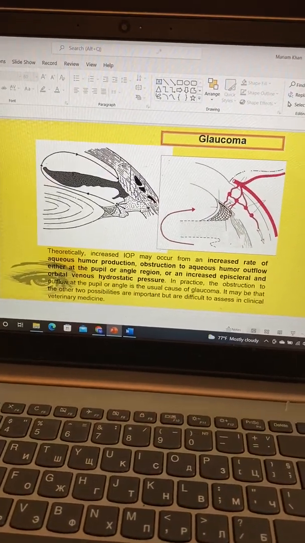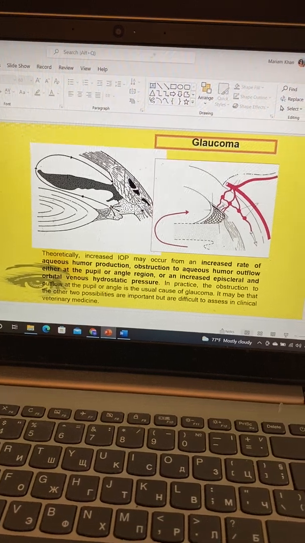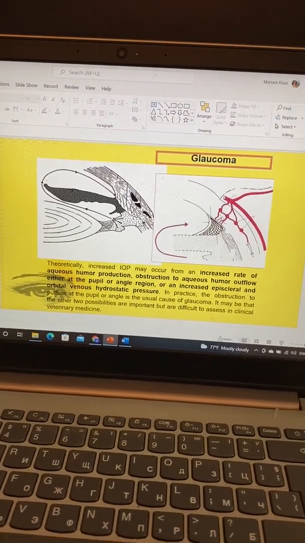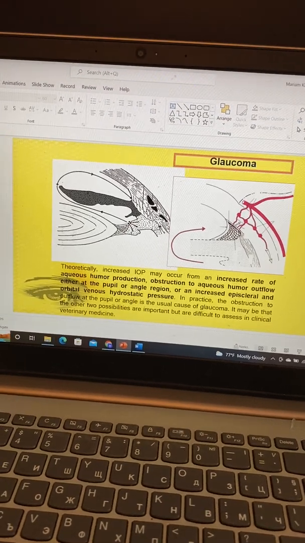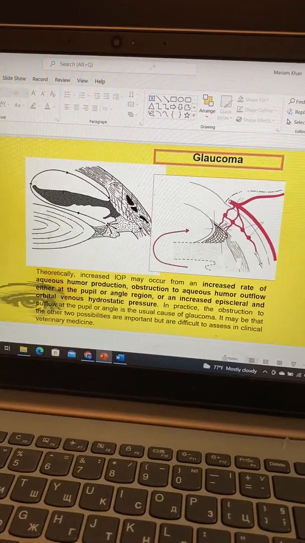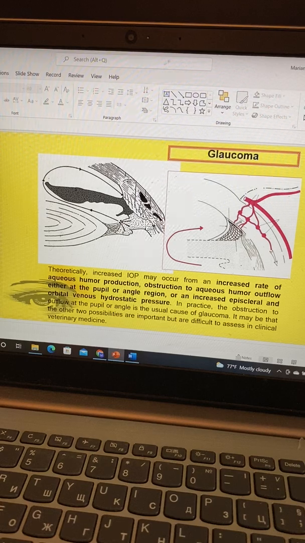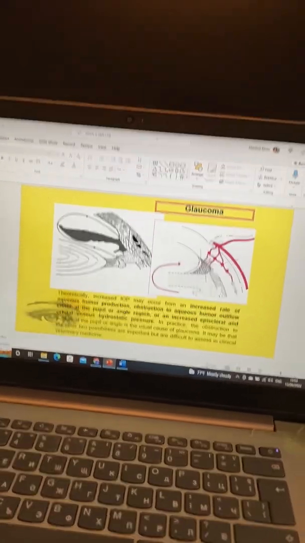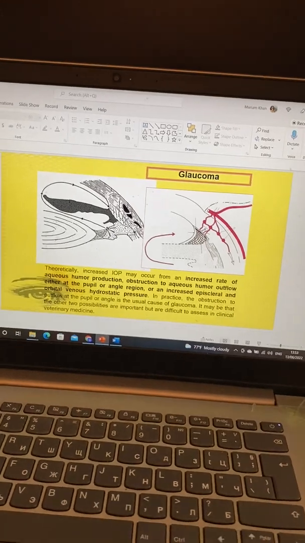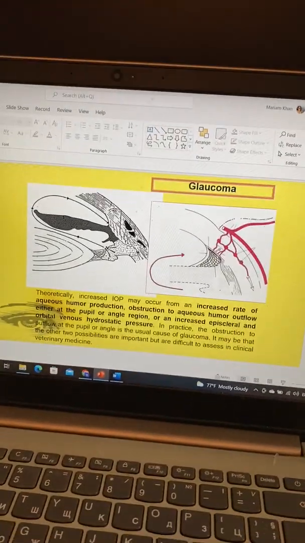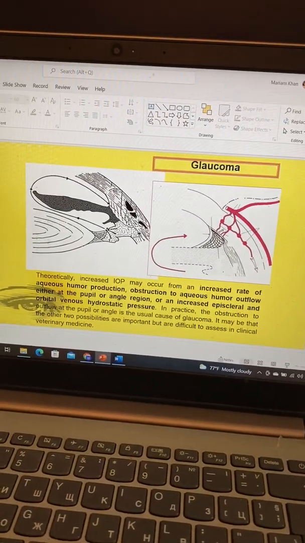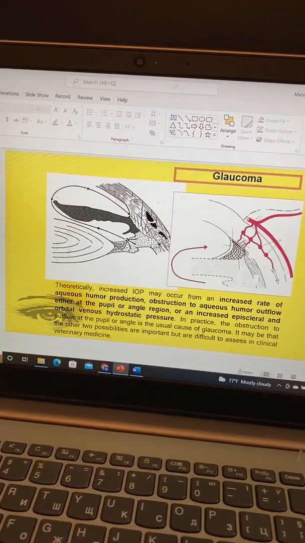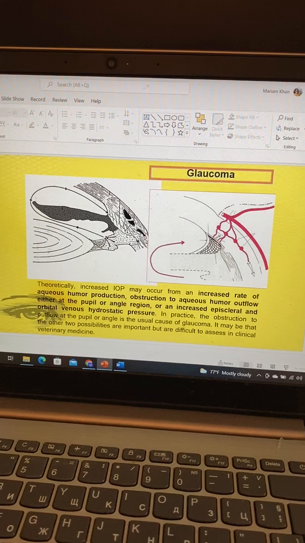It's because there's more pressure in the aqueous humor, or obstruction of the aqueous humor outflow, which also increases pressure. You also might get increased orbital venous hydrostatic pressure. So basically, increase in aqueous humor production, obstruction of the outflow, and increased orbital hydrostatic pressure. Now there are three types of glaucoma: primary, secondary, and absolute.